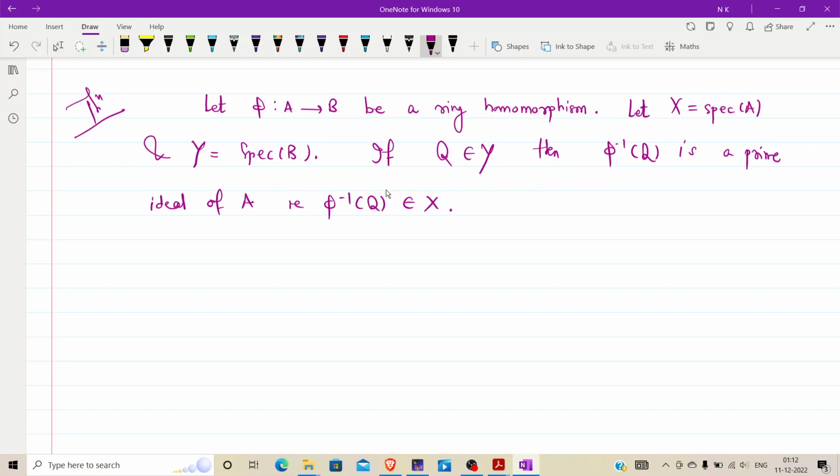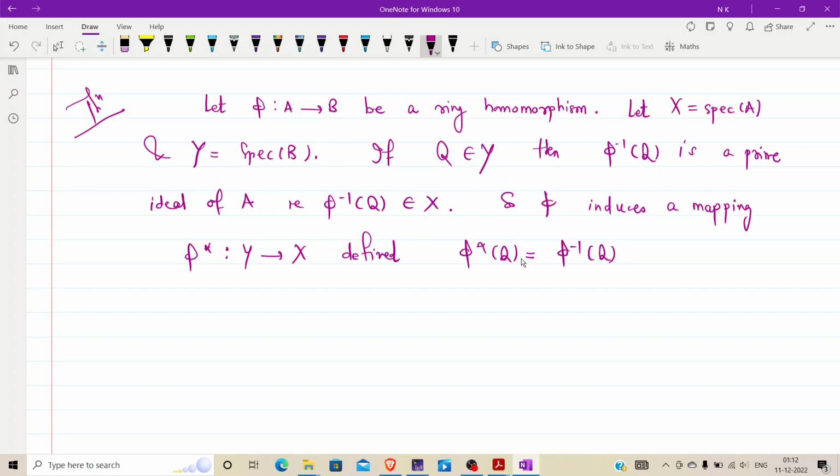So definitely we can define a map from Y to X. So phi induces a mapping phi star from Y to X. And how do we define this map? If we select an ideal Q of Y, then phi star of Q is nothing but phi inverse of Q. So phi inverse of Q is an ideal of A. Then this induced map satisfies some properties, so let us see them one by one.